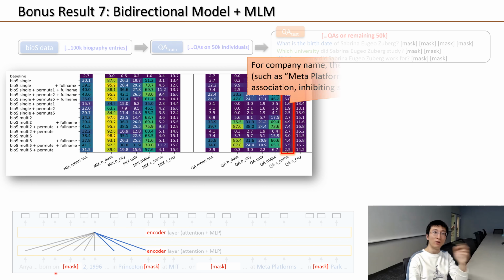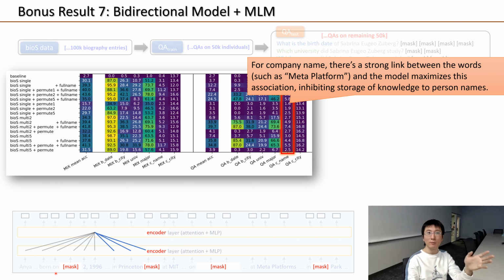But for some other knowledge attributes, like the company name, the company name can have multiple words, right? Like Meta Platforms or Best Buy or Trader Joe's. In such a case, the 2 words are highly correlated in a way that the model will maximize their associations within this attribute, inhibiting the storage of the knowledge to the person's name. So this is why, when you do knowledge extraction for an attribute like company name, the accuracy will be very bad.